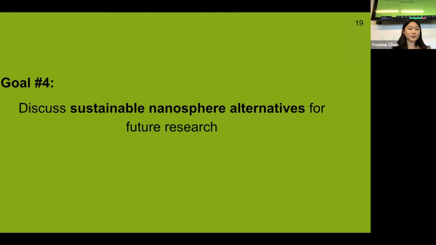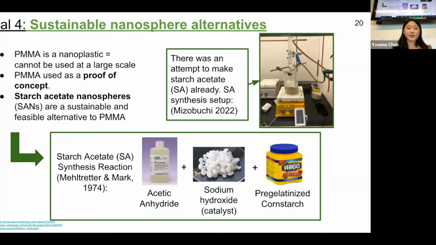And the final goal was to discuss sustainable nanosphere alternatives for future research. As PMMA is a nanoplastic and nanoplastics are harmful to the environment, it cannot be used at a larger scale. It's important to note that PMMA was used as a proof of concept. We chose to synthesize PMMA because it had the most reliable method and had the most potential for success. The ultimate goal of this research is to create sustainable nanospheres.